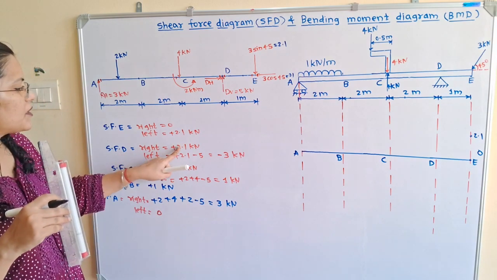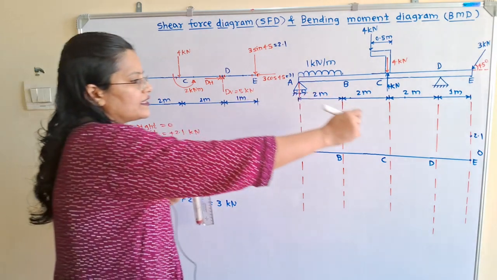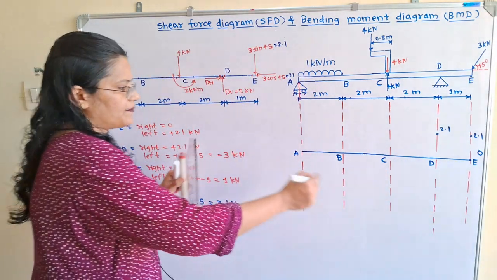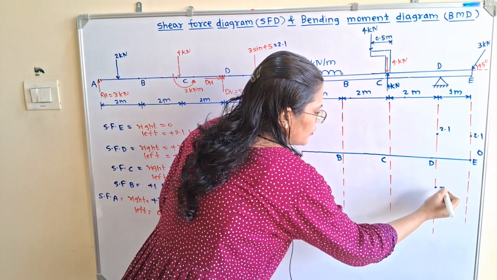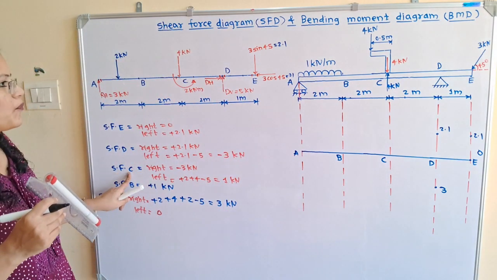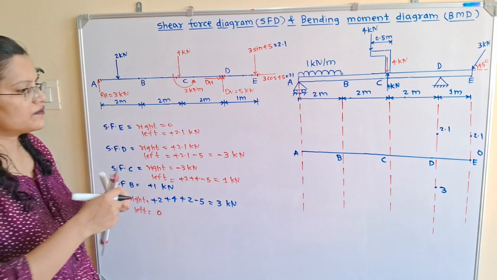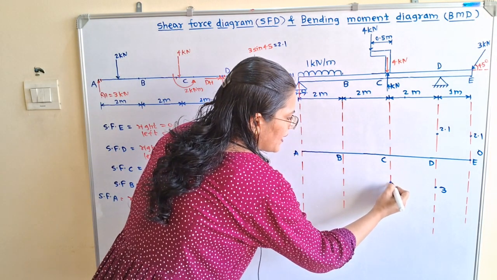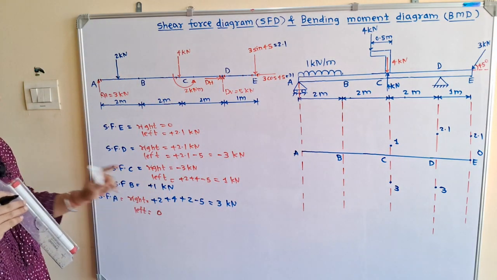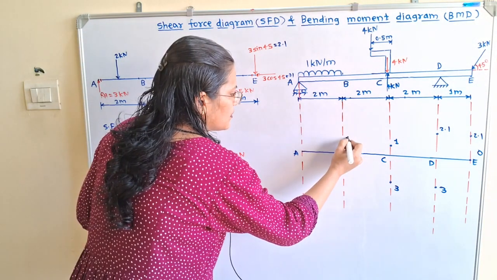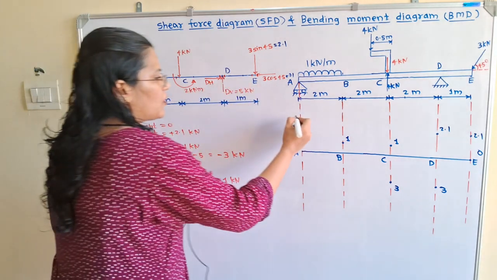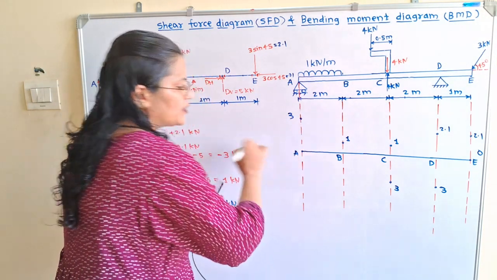Then at point D it is plus 2.1 and minus 3. So on the same line D we will plot here plus 2.1 and minus 3. So I will plot here this point. So it is a negative sign, so we have to plot this number in the downward direction. Then at point C it is minus 3 and plus 1. So on the same line I will plot here minus 3 and plus 1. Then at point B it is plus 1. So I will plot here the plus 1. Then at point A it is plus 3 and 0. So I will plot here plus 3 and the next point is 0.